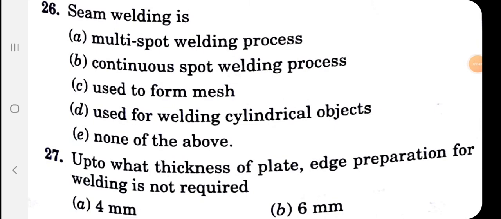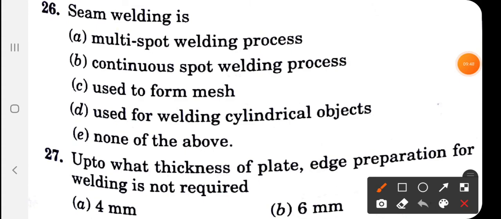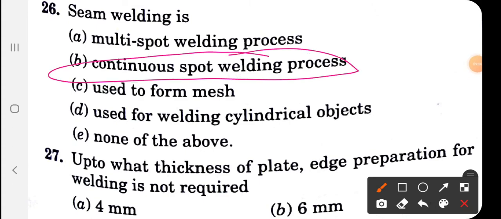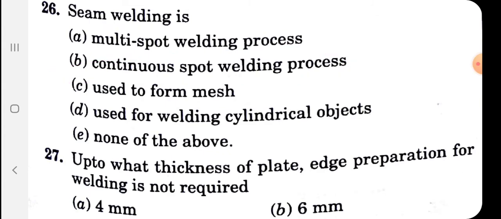Seam welding is a continuous spot welding. Okay, remember, continuous spot welding. So this is the 26th is B. So seam welding is continuous spot welding and projection welding is multi-spot welding.